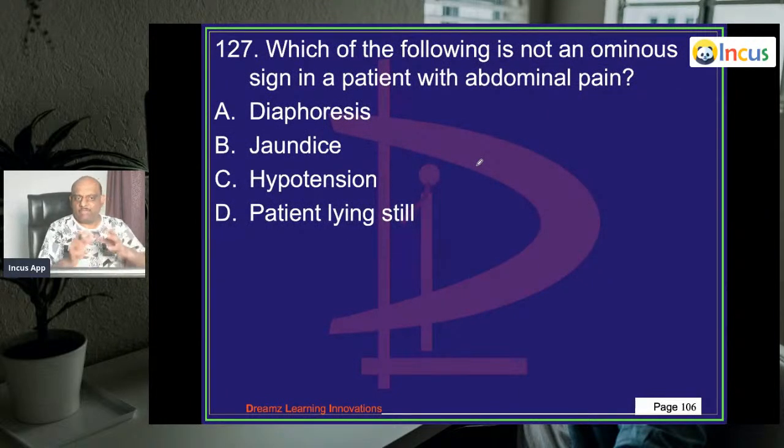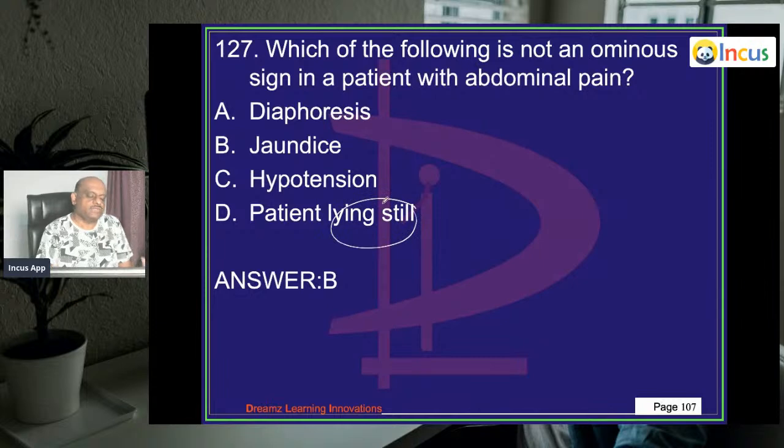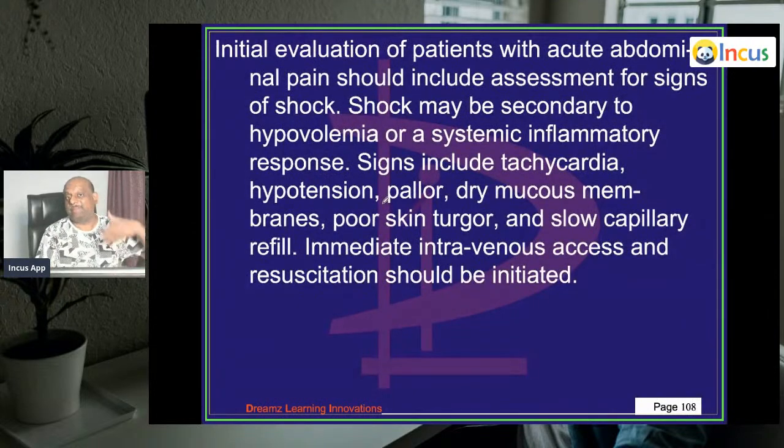A patient is having abdominal pain. What are the ominous features? If the patient is lying still without moving, if he has hypotension, diaphoresis, they are all signs of the possibility of a perforation and shock.